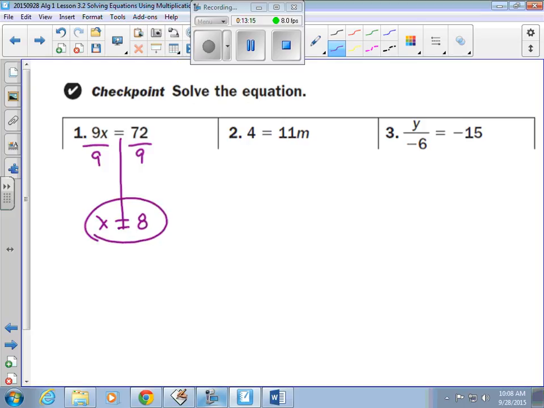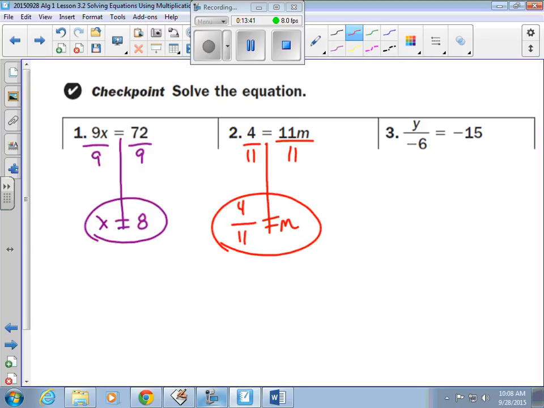4 is equal to 11m. We want to get m all by itself. It says 11 times m. Undo times by dividing. You want to divide by what's not m, since the m is the one you want to keep. 11. You divide the right, divide the left. 4 divided by 11, there's no factors they share in common. M is equal to 4/11.